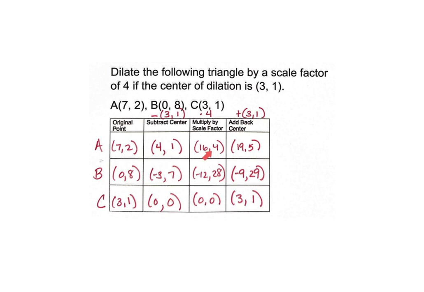We take each of these and we multiply by 4. And after that, we're going to add that center back. So add 3 to each of my x's, and then add 1 to each of the y's. Notice that my point C actually stayed put. That's because the center of this dilation is 3, 1, and the center stays right where it is.